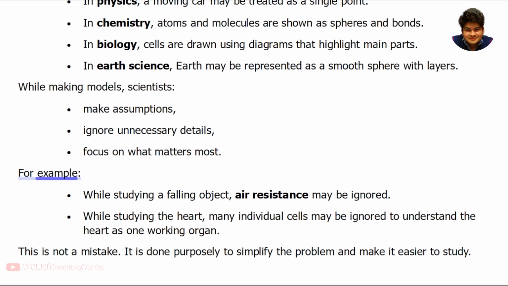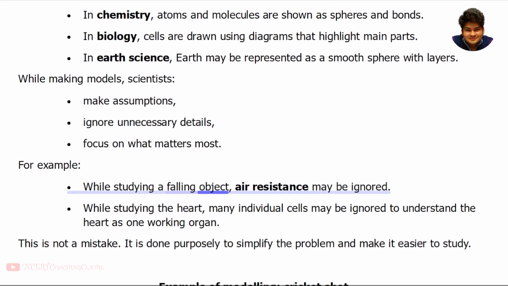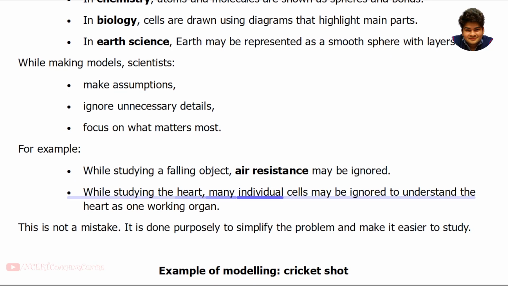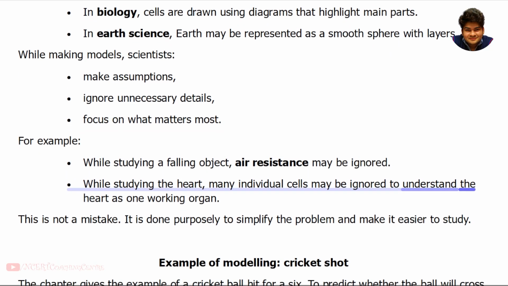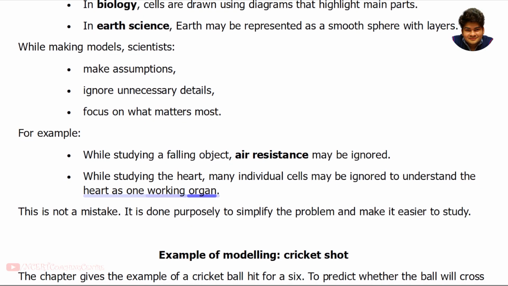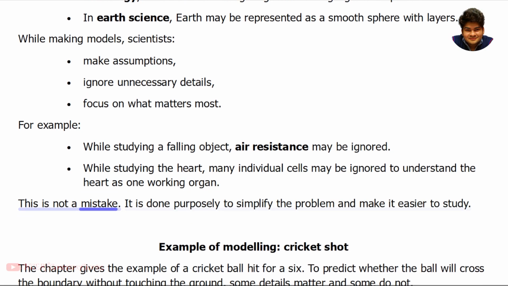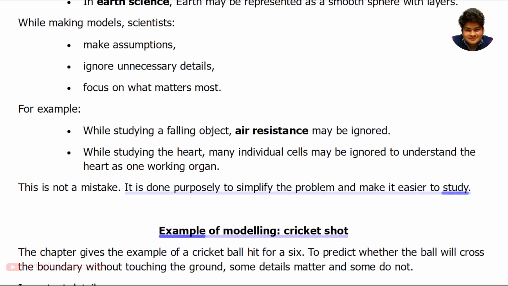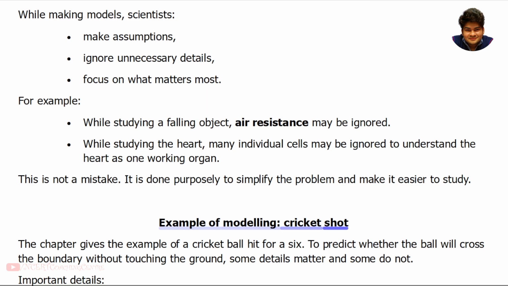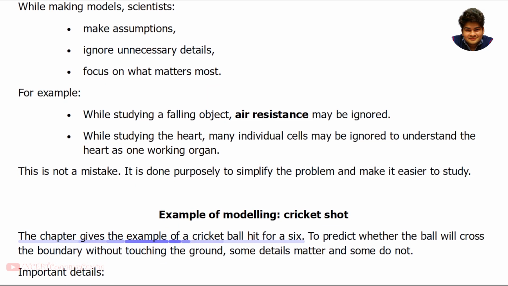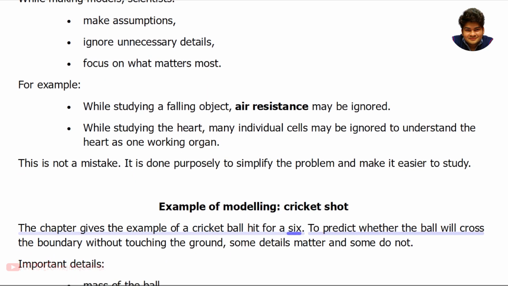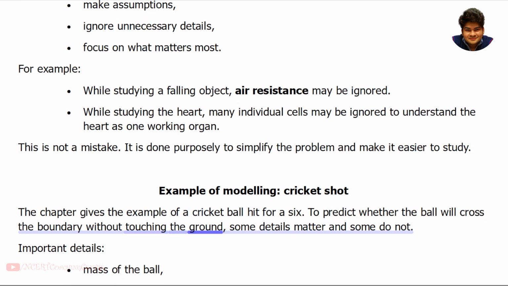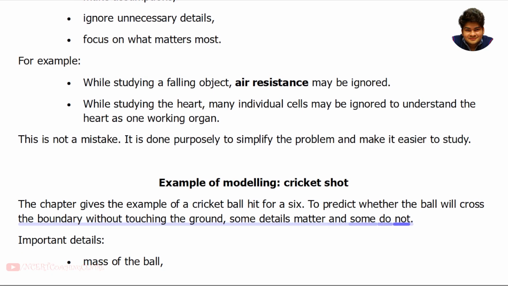For example, while studying a falling object, air resistance may be ignored. While studying the heart, many individual cells may be ignored to understand the heart as one working organ. This is not a mistake. It is done purposely to simplify the problem and make it easier to study. Example of modeling, cricket shot. The chapter gives the example of a cricket ball hit for a 6. To predict whether the ball will cross the boundary without touching the ground, some details matter and some do not.